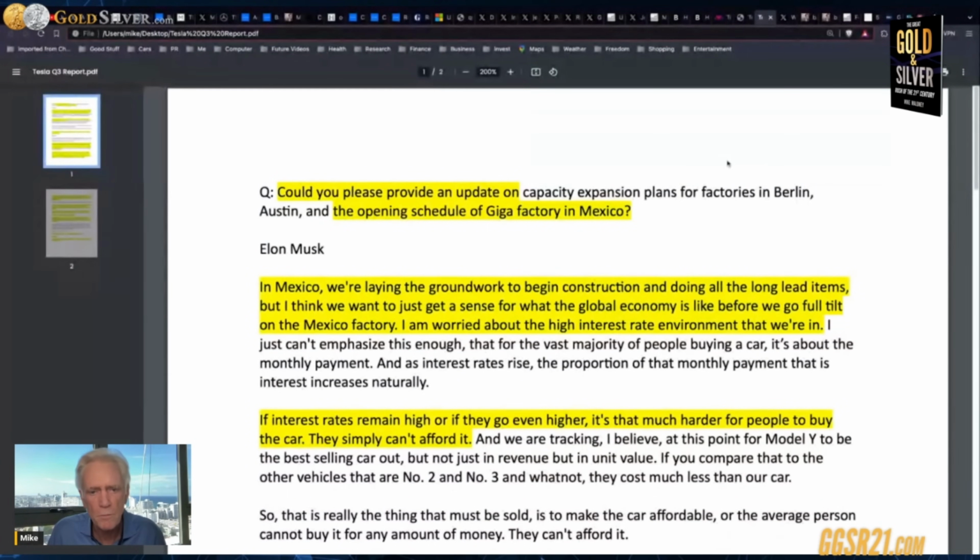So a question: could you please provide an update on the opening schedule for Gigafactory in Mexico?